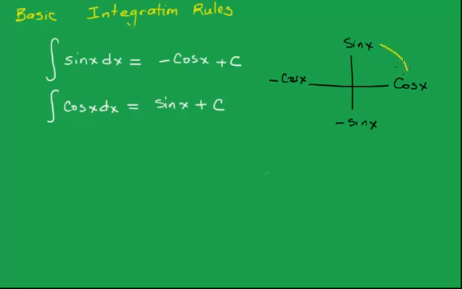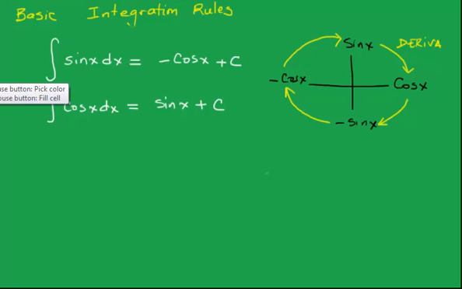If we go clockwise, this means the derivative. For example, the derivative of sine x is cosine x, the derivative of cosine x is negative sine x, the derivative of negative sine x is negative cosine x, and the derivative of negative cosine x is sine x. So yellow, that's the derivative.